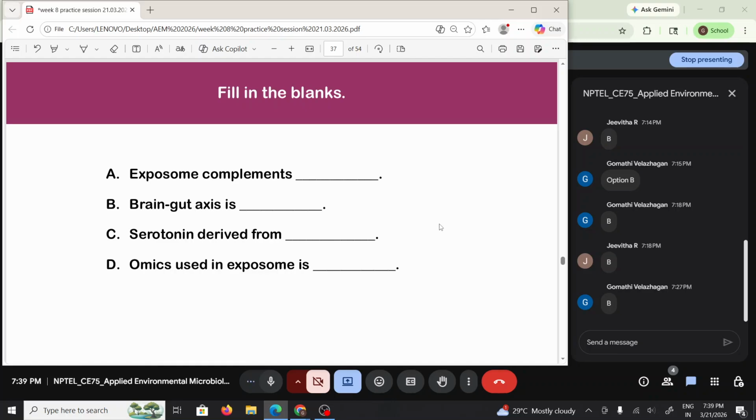Okay, so you have to fill in the blanks. If you know the answer, just give A and the answer that could fill in the blank. Exposome complements dash, brain-gut axis is dash, serotonin is derived from what, and the omics technology that particularly helps in exposome is what?